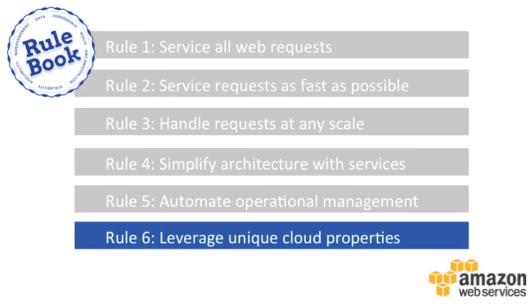Lastly, rule 6 is about leveraging some unique properties of the cloud. So cloud brings some fresh things to the game that we can leverage to make our architectures more powerful and also to drive that satisfaction cycle back to our users. So optimizing costs is one of the things.